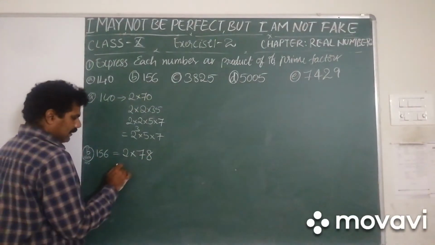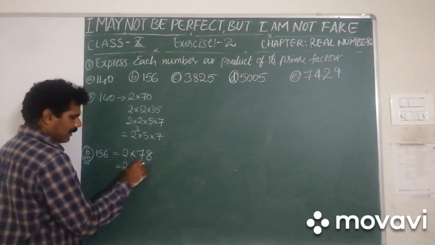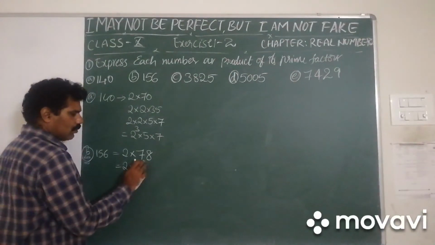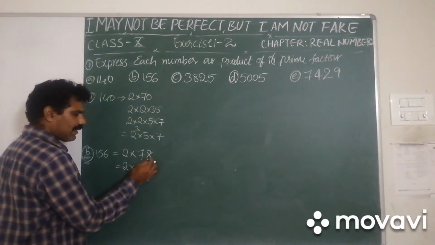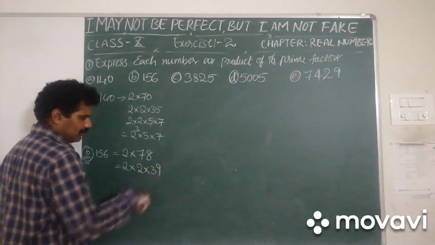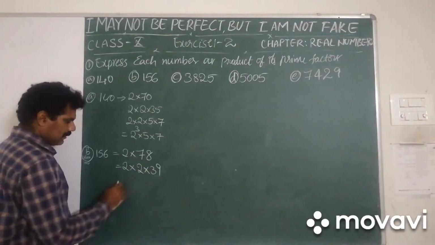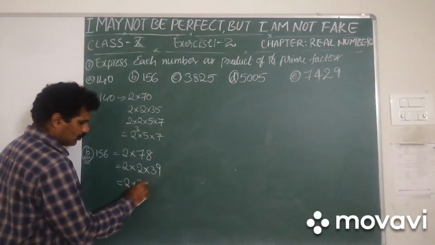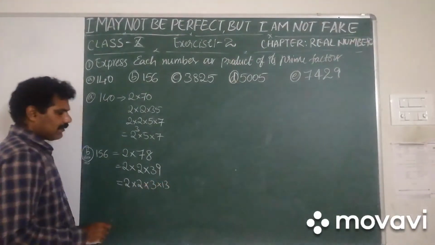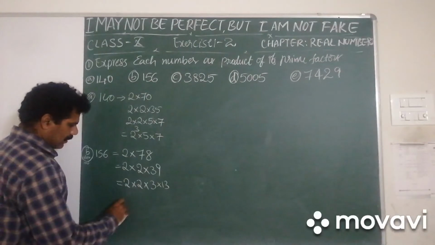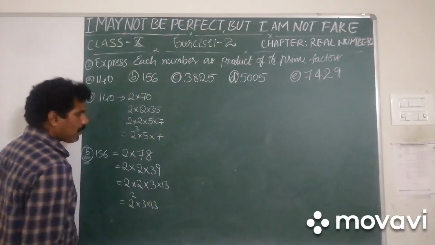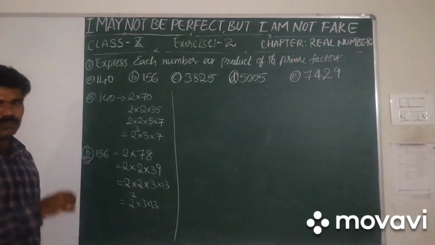Now 78 is a composite number, and it has to be mentioned in terms of prime factors. So you take again, this is an even number, so it can be divided by 2. 2 into how many times? 39 times. 2 39s are 78, so this can be written as 2 into 2 into 39, and 39 can be written as 3 into 13. 3 13s are 39. So this can be written as 2 to the power of 2 into 3 into 13. This is the procedure to solve the second one.